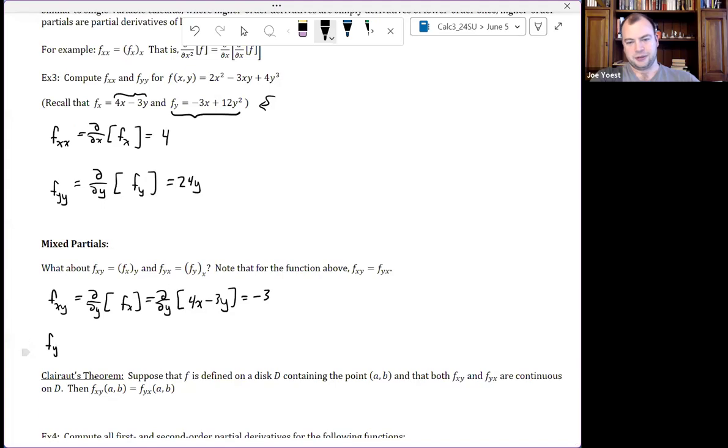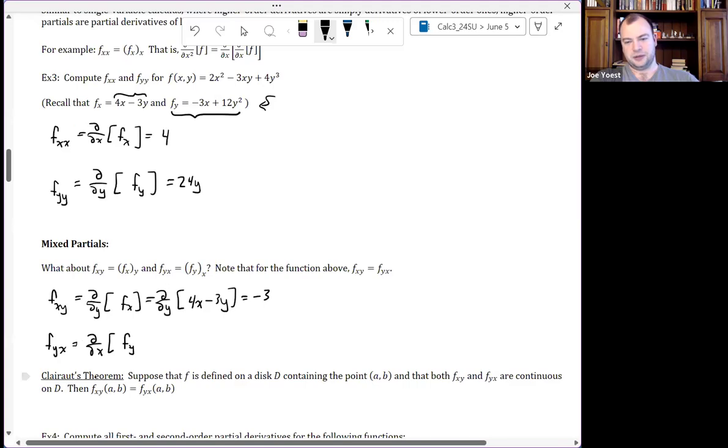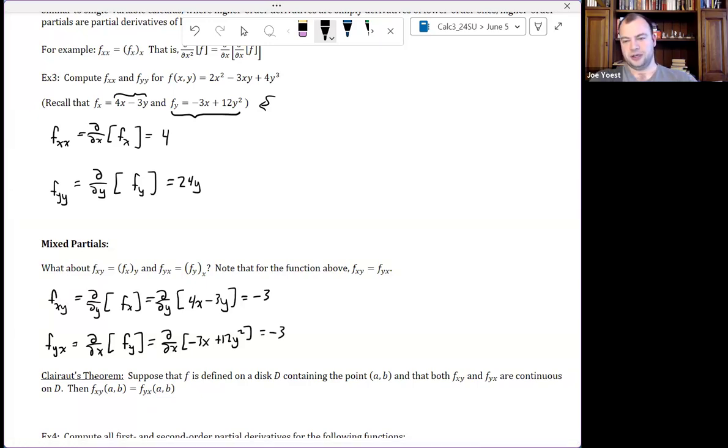What about f_yx? Or in other words, taking the x partial of f_y, or taking the partial with respect to x of f_y, which is negative 3x plus 12y squared. Here, negative 3x is a function of x that differentiates to negative 3, and the 12y squared is a constant from the perspective of x, so it differentiates to 0. We actually notice the mixed partials are equal to one another. Is this a coincidence? Does this tend to happen?